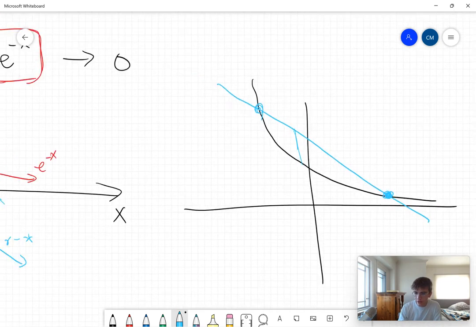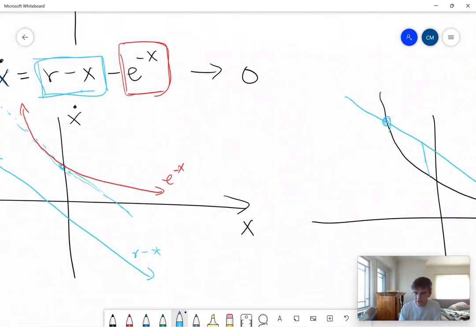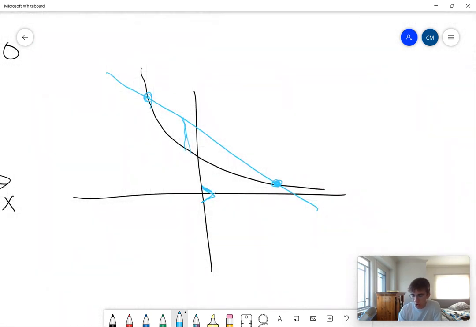Okay, and how I know that is I again look at this equation and I see, okay, r minus x, when the line is above e to the negative x, then x dot is positive, right? Because the blue term dominates, and so I have motion to the right. And then when the blue line dips below e to the minus x, I know that x dot becomes negative, and so my flow is to the left. And so I know that this fixed point is stable, and this fixed point is unstable, okay?